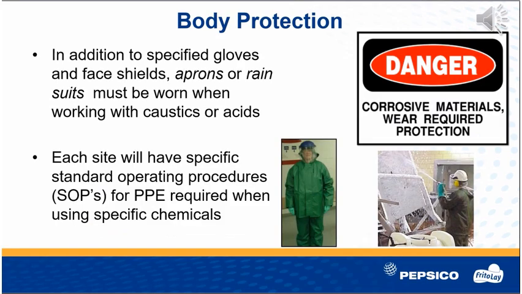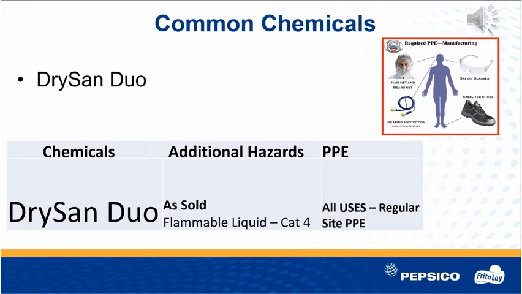Body protection. In addition to specified gloves and face shields, aprons or rain suits must be worn when working with caustics or acids. Each site will have a specific SOP for PPE required when using specific chemicals. Over the next 3 slides are examples of commonly used chemicals here at this site.